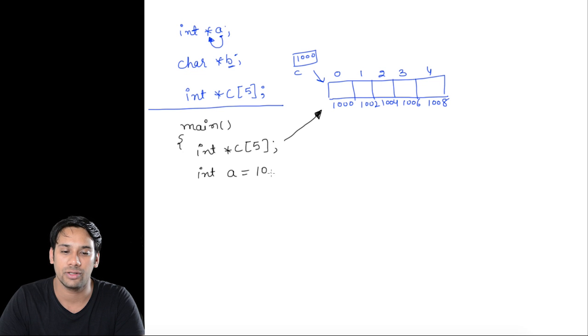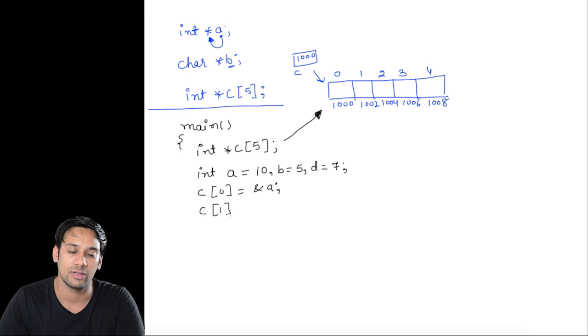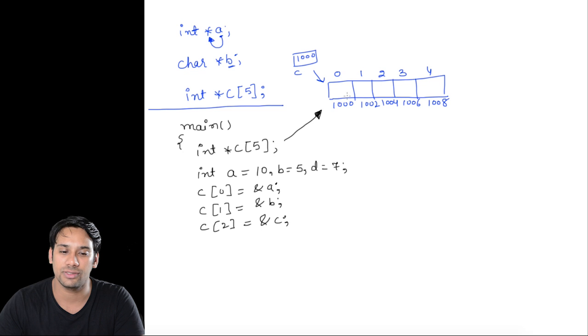Then I'm doing int a = 10, b = 5, d = 7, and then c[0] = &a, c[1] = &b, and c[2] = &d. So what does it mean? It means in index location 0 we have stored the address of a, in index location 1 we have stored the address of b, and in index location 2 we have stored the address of d.